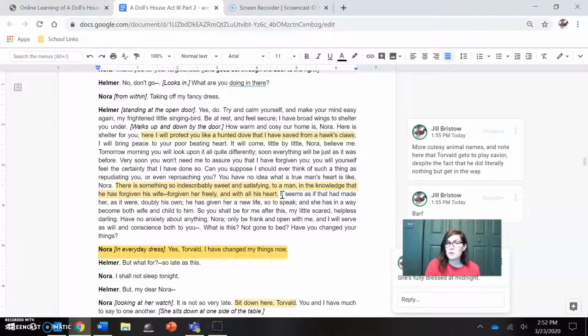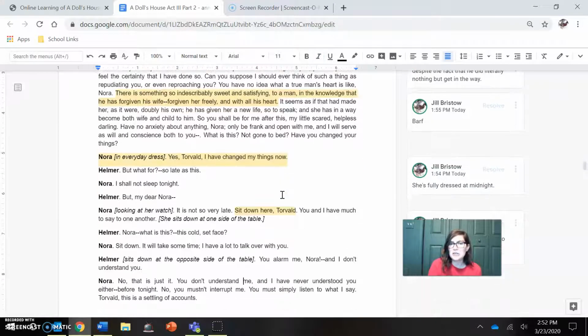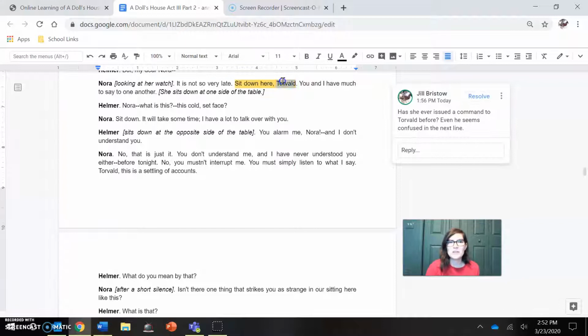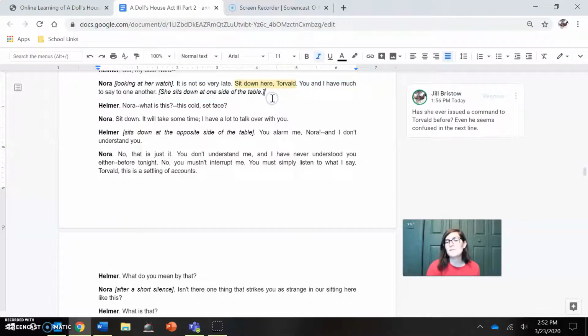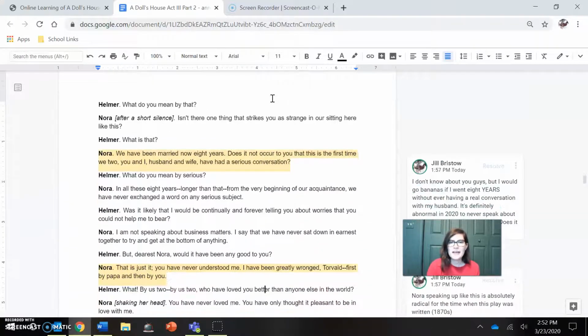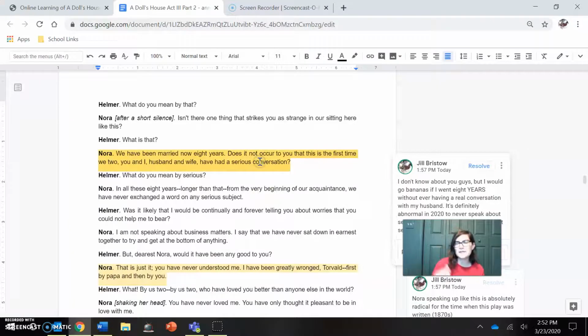So Nora walks into the other room. She changes out of her party dress and into her traveling clothes and an everyday dress, it describes it, which is weird because it's late at night, so you'd think she'd be putting on pajamas, but she puts on regular day clothes. And then she says to Torvald, sit down, you and I have much to say to one another. Probably the first time in their marriage she's ever given him a command. They have now been married 8 years, and this right now, sitting at the table, is the first time they've ever had a serious conversation.